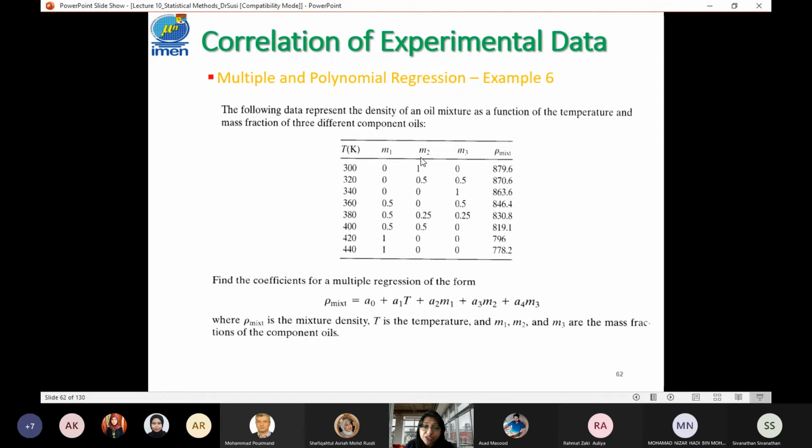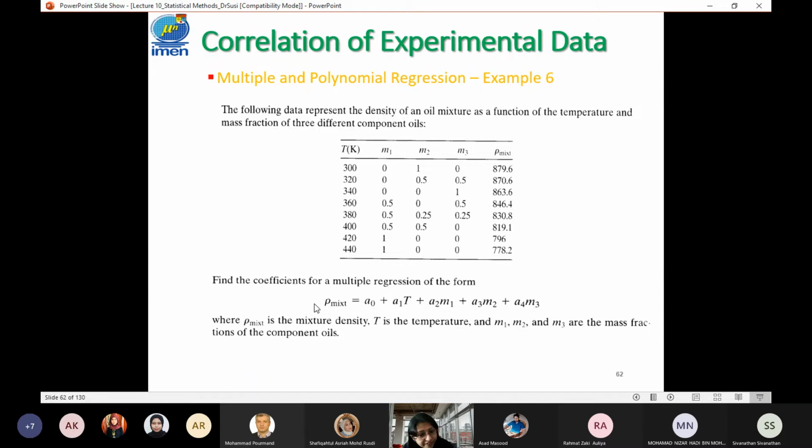So you have oil mixture as a function of temperature. You have the mass of 3 different components of the oil, which is M1, M2, and M3. And the density, here's the density. This is not beta. What Greek sign is this? Anyone? This is rho. Density. Yes, this is rho. So rho gives you the density. Okay.